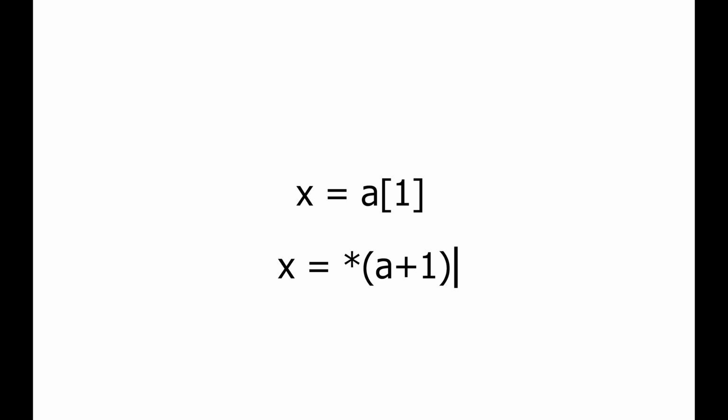Now for the moment we've all been waiting for. We can think of the a of 1 syntax being a reformatted version of the star of a plus 1. Both of these will have the same value. Since we're just reformatting the new pointer syntax into our more recognizable syntax, we can flip the 1 and a, which results in 1 of a. We still end up with the same value.